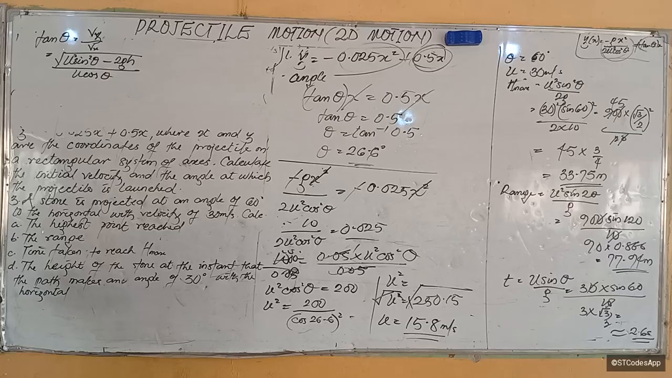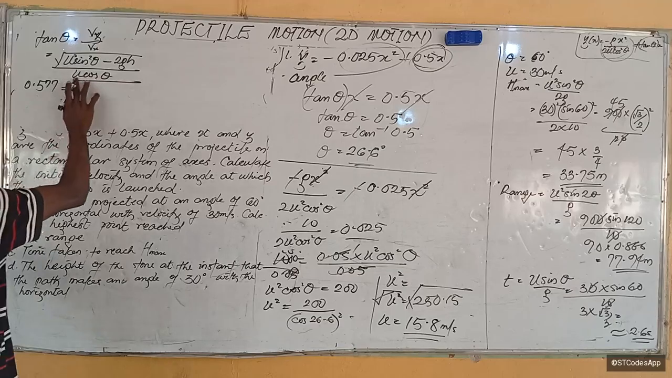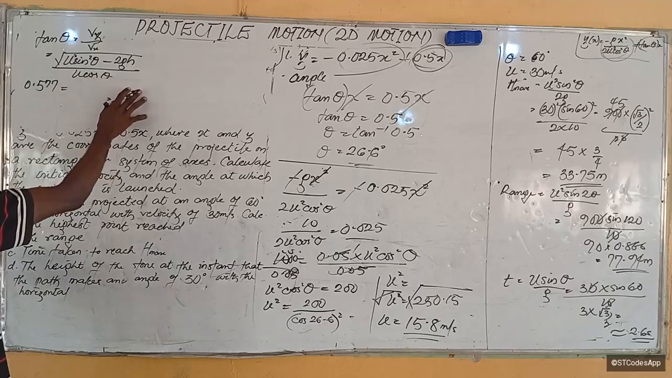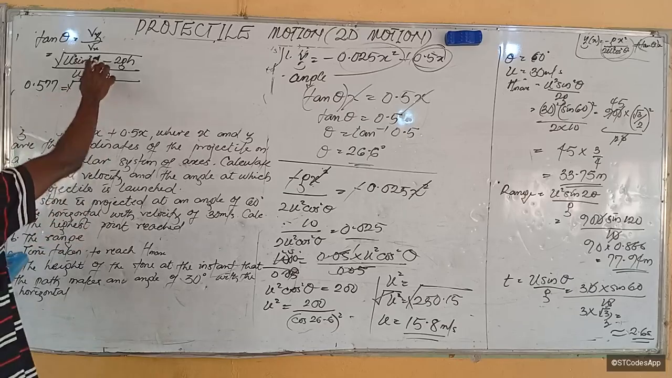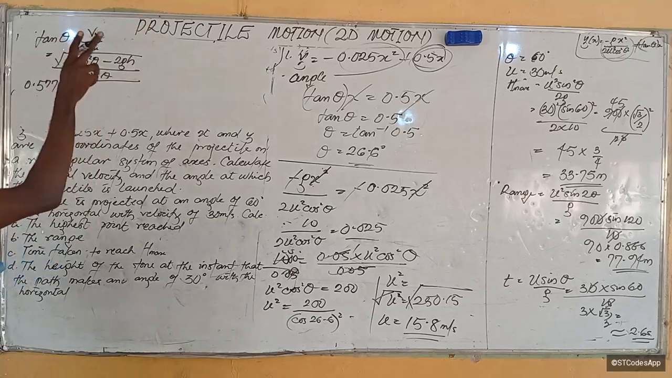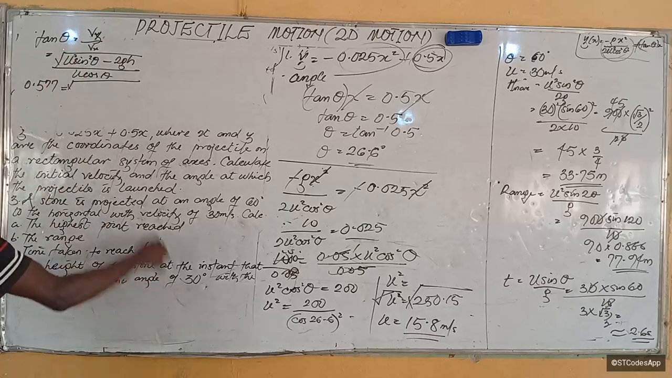Tan 30 is equal to 0.577, equal to the square root. Let's just square both sides. Square root of u squared. You know where I got this formula from, right? From that other equation there that we used to find the angle at a given height. So this is the angle.